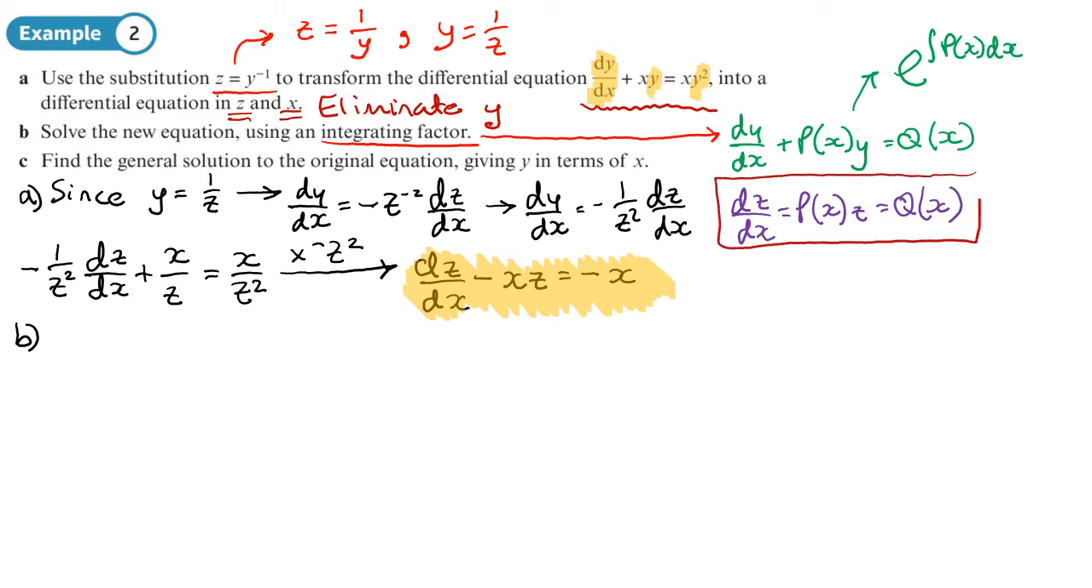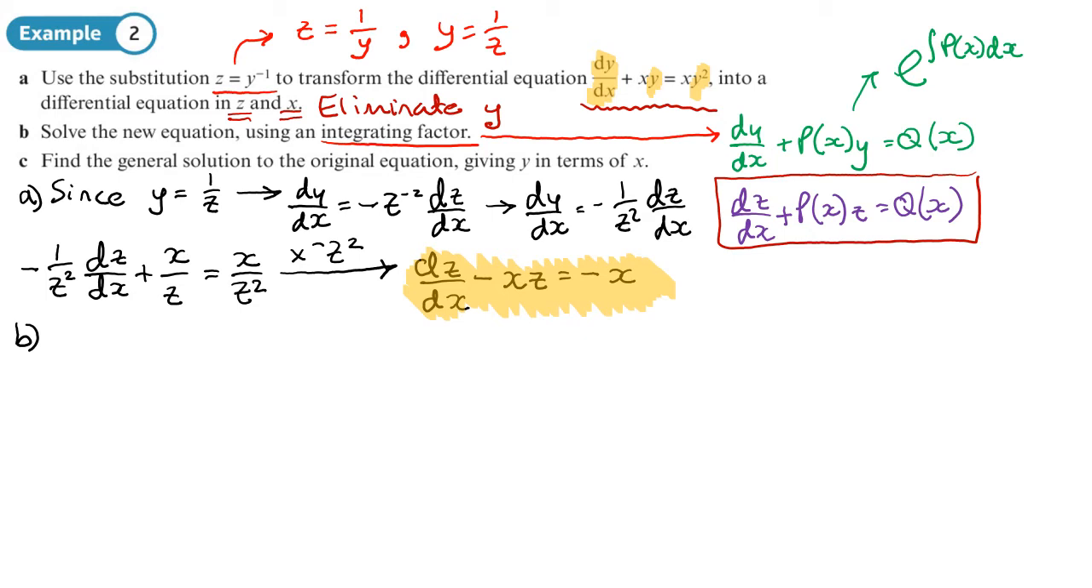Yeah, so we want to get it into that format so we can see what P of x is. So we'll do that first. Not sure why I put another equal sign there. That should be plus, like that.